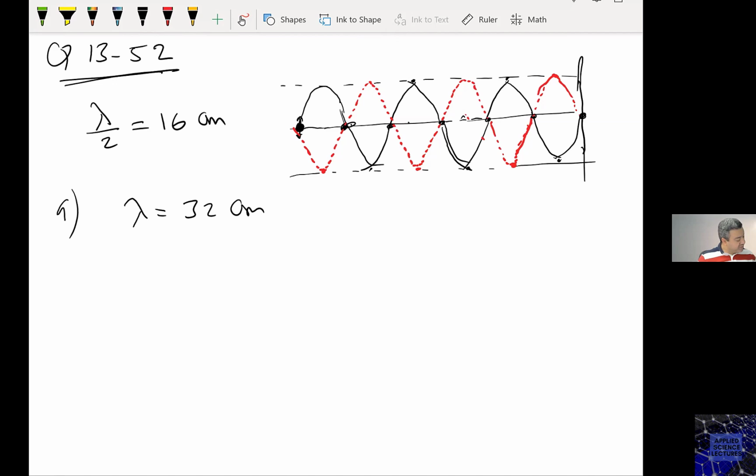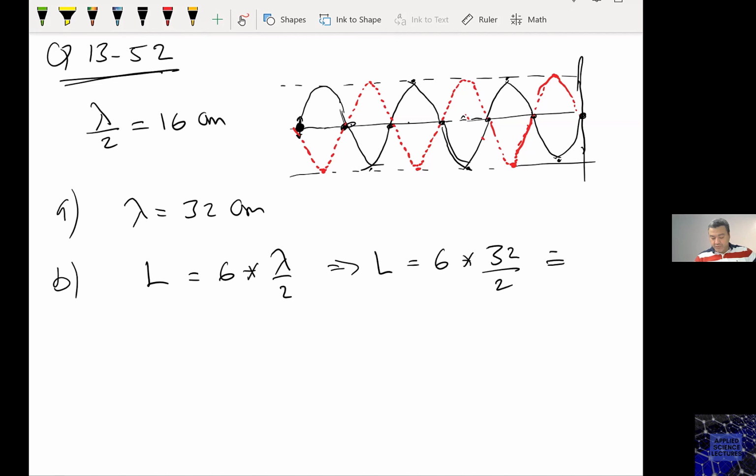Then B, how long is the rope? Between two nodes is lambda over 2. I have here 1, 2, 3, 4, 5, 6 sections. So I have L equals 6 times lambda over 2. In this case, L equals 6 times 32 over 2. L equals 96 centimeters.